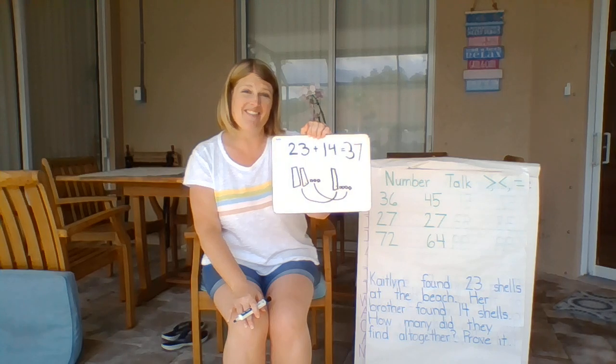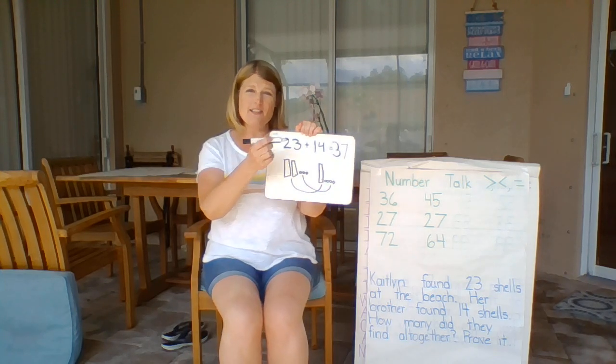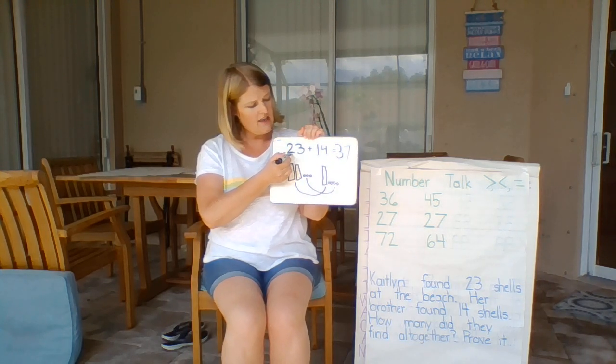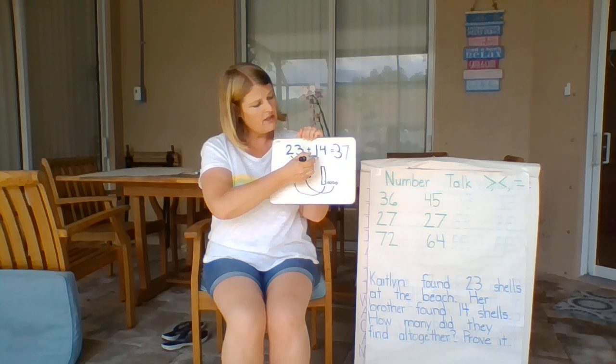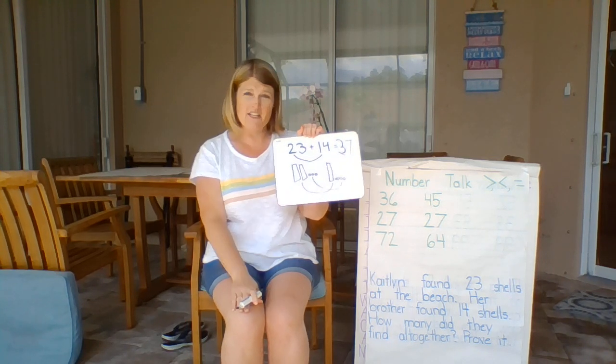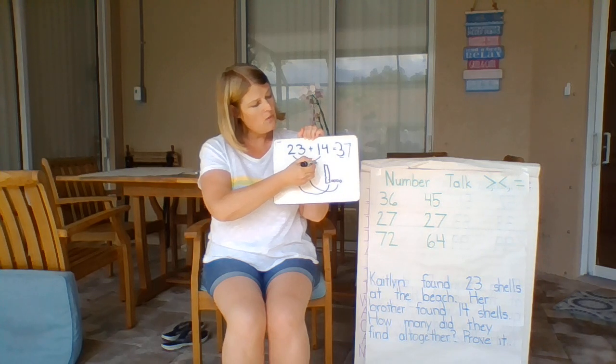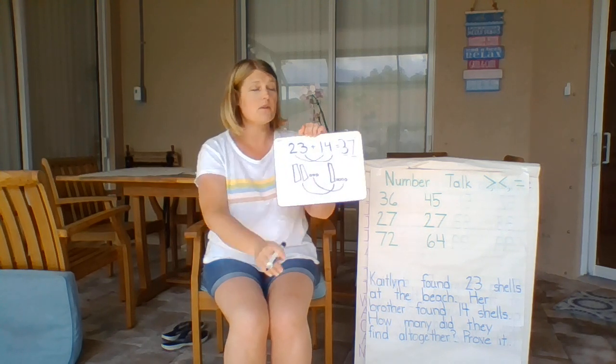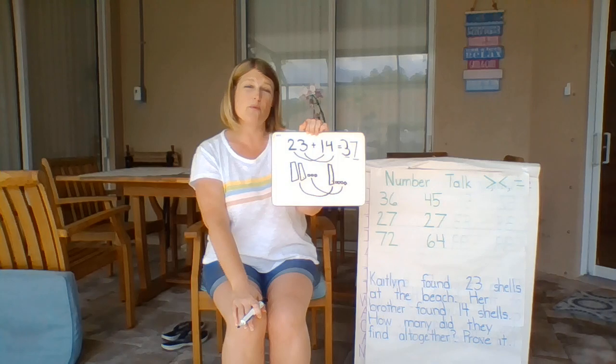and they got 37. I love that. I had some friends who showed me on the equation that 2 10s plus 1 10 equaled 3 10s, and 3 1s plus 4 1s equaled 7 1s, and that's how they proved it to me.